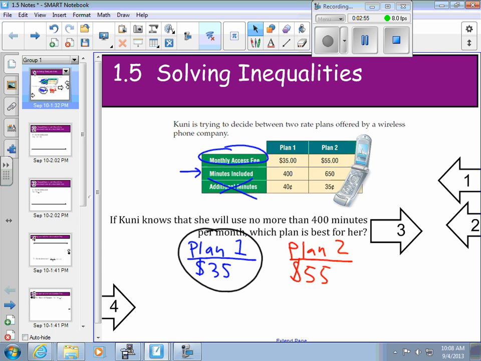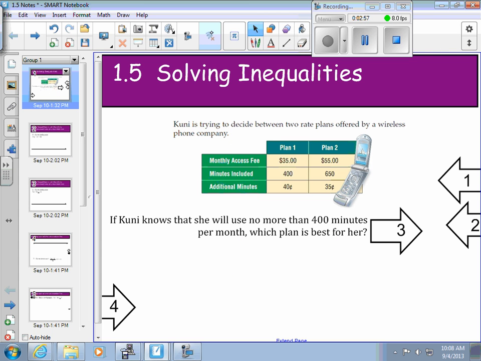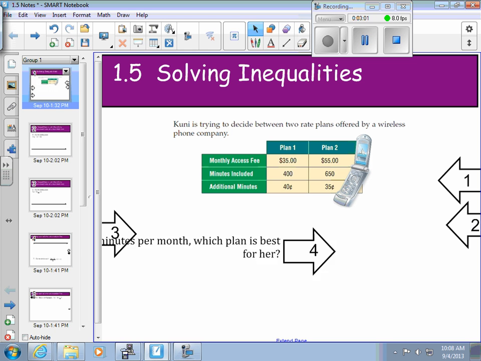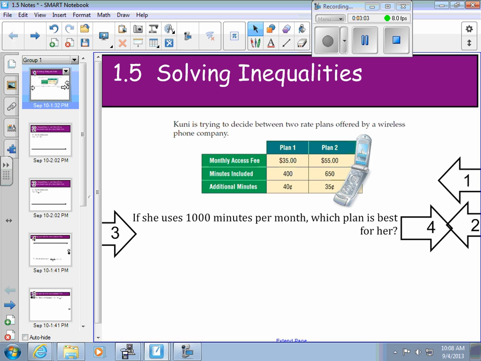All right, number 4 now. Now it gets a little bit tougher when we get to number 4, because in number 4, it says she uses 1,000 minutes per month. Which plan is best for her? So now we're increasing the number of minutes. 1,000 minutes is over the minutes included for both plans. So now we got to do a little bit more checking to see which one's actually best.